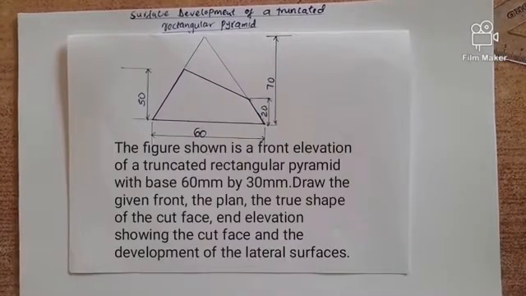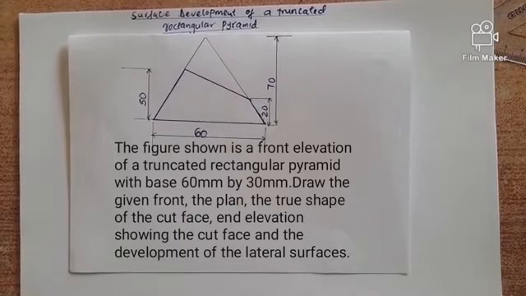Hello, welcome. We are going to draw the true shape, the development, the front elevation, the end elevation of a given frustum or truncated rectangular pyramid. As you can see, we are having some drawing here. It is showing a truncated pyramid having the base and the vertical height 70, and then the frustum itself measures 20 by 50 above the horizontal plane.